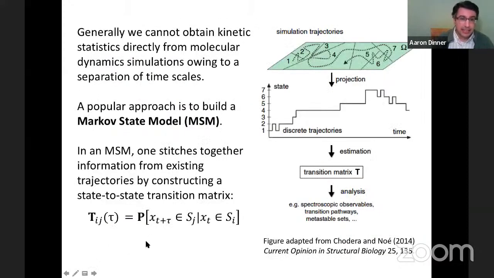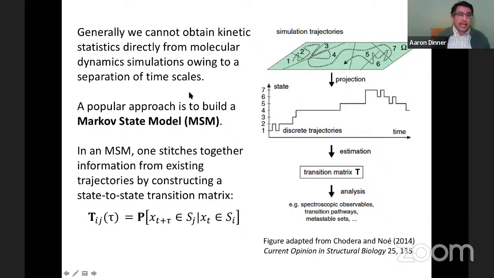So I don't need to tell this audience that because there's a separation in timescales between the time step of a numerical integrator and events of interest, right? In insulin, you saw that that graph had an axis in hours. Because of that separation in timescales, you can't simulate these dynamics directly, and you have to do something else if you want to get at the kinetics. And we've heard about a variety of different enhanced sampling methods already in the meeting.